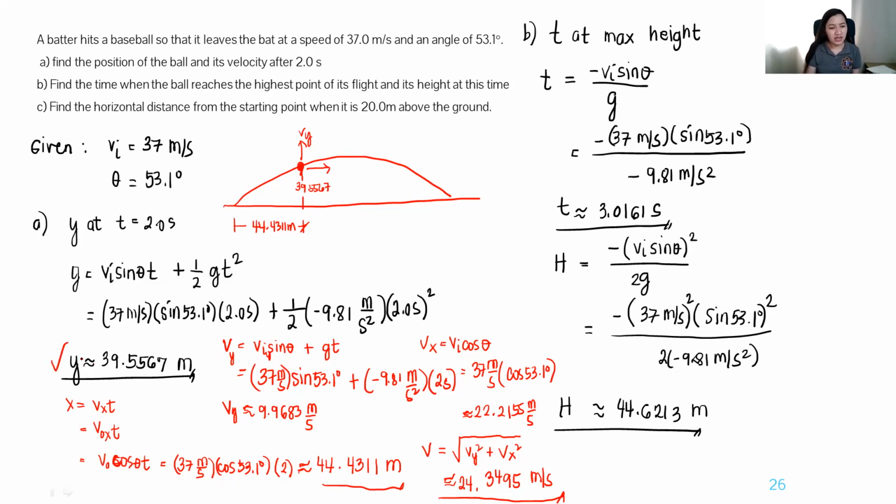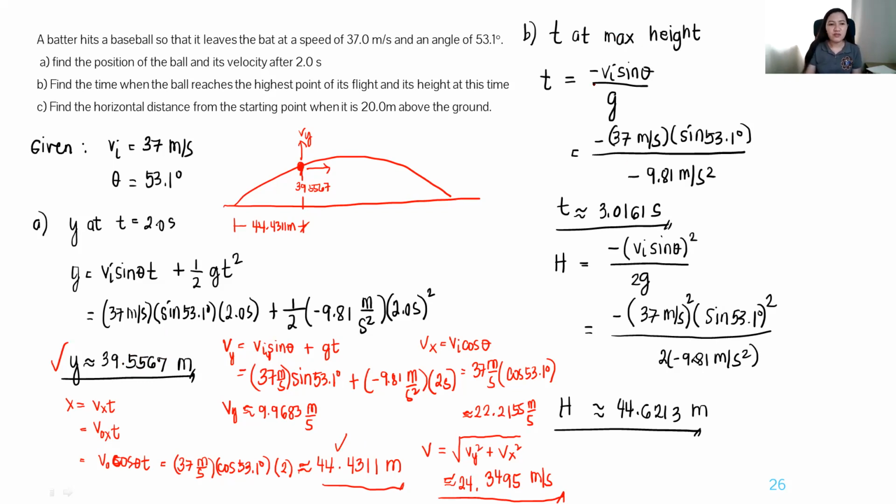So vertically, it's now 39.5567 meters above the ground. Horizontally, 44.4311 meters from its launching position, and its velocity is now 24.3495 meters per second.